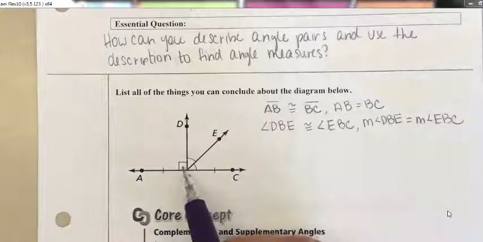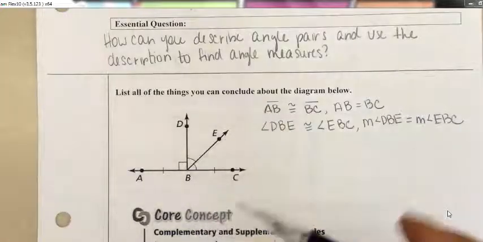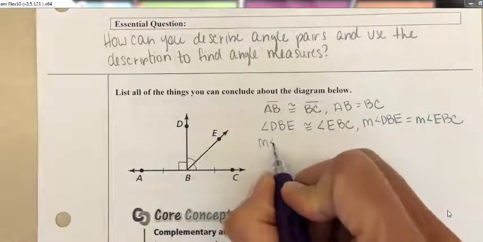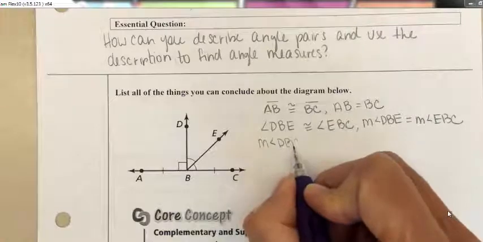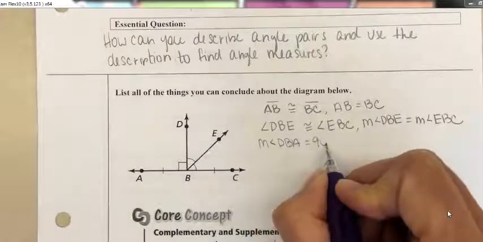Okay, what's this little box mean? Well, that little box means that we have a right angle. So we know that the measure of angle DBA is equal to 90 degrees.